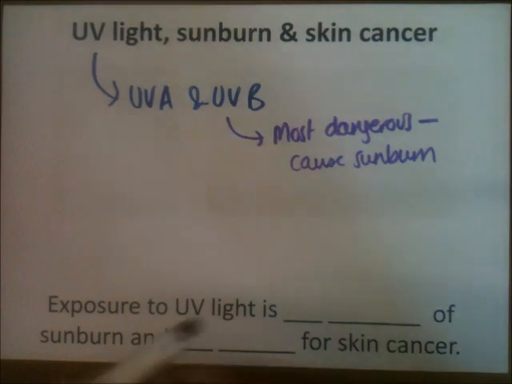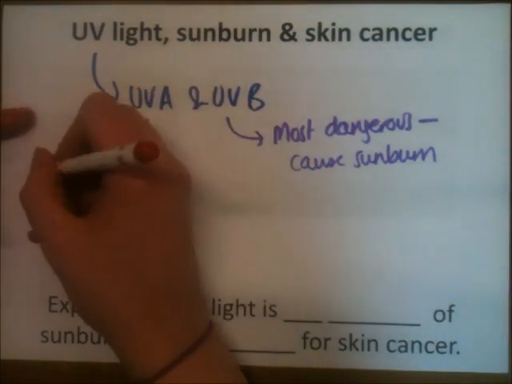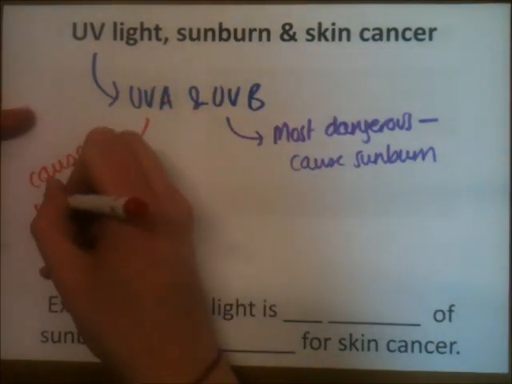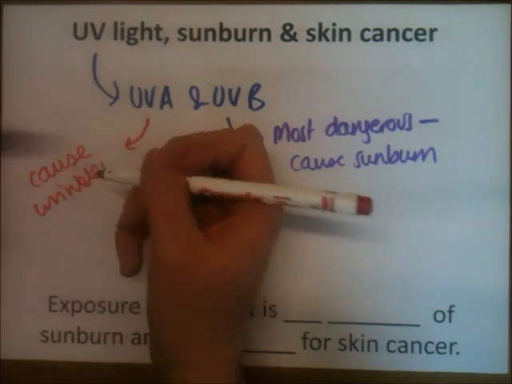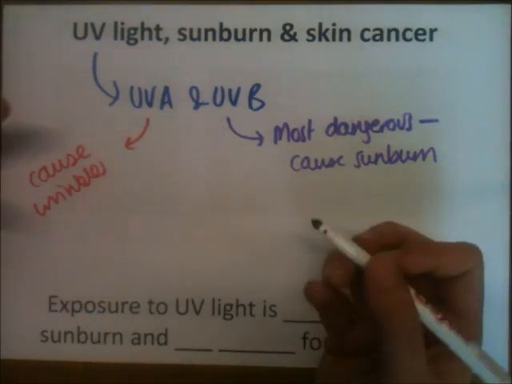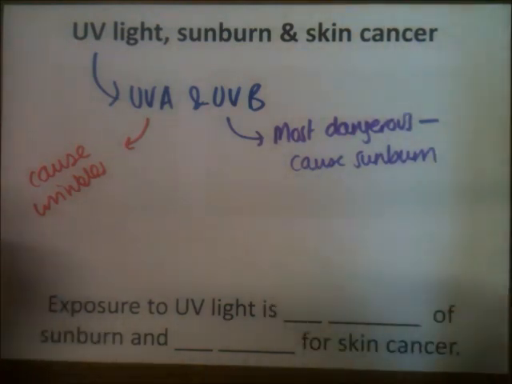And UVA are still not that good, but they're slightly less dangerous. They cause things like wrinkles and kind of sun damage to skin. Okay, more permanent damage, but UVB is more dangerous because it can be really severe sunburn.